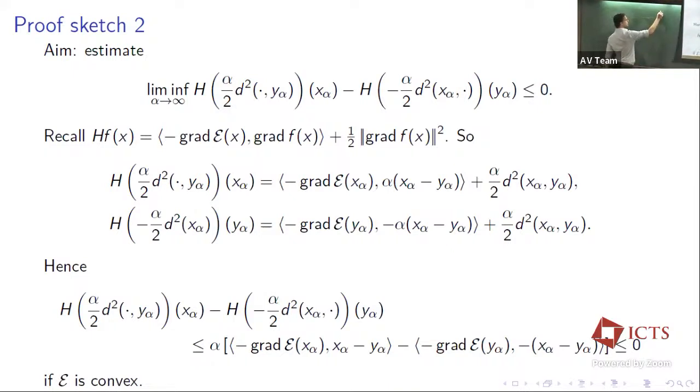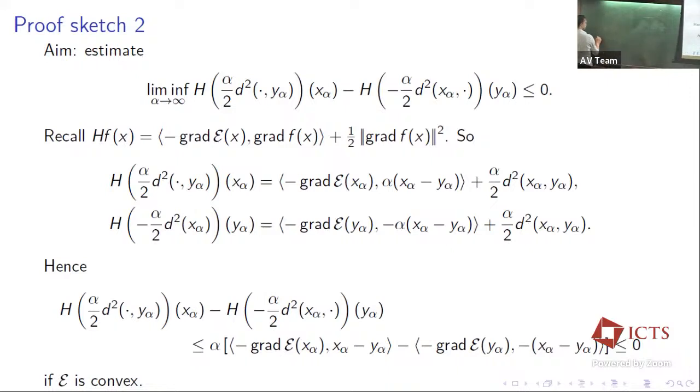So I have E of y here, I have E of x here, but E is convex. So what do I know? I know that E of y is larger than E of x, plus the gradient of E in x paired with x minus y. And of course, this object is exactly what we have there up to a minus.